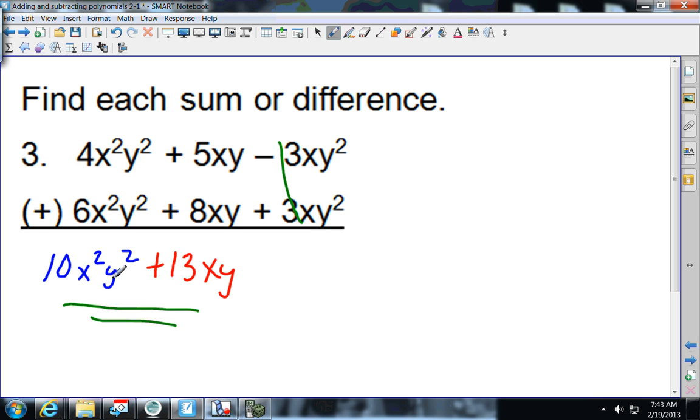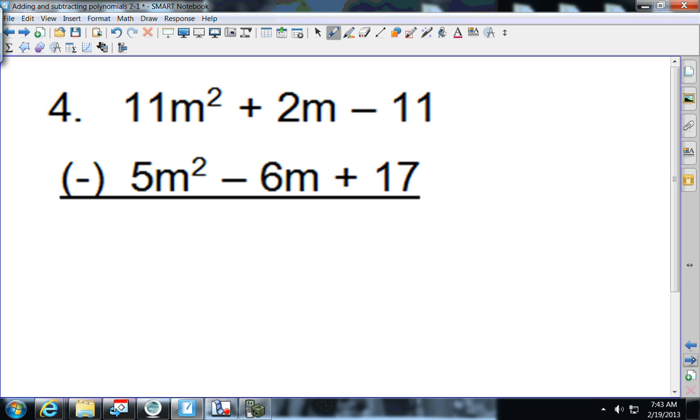All right. So you put these together, but we can't check them because of the y's. We can't put those in the calculator. So this down here, what's the difference in number 4? We're subtracting. And even though they're on top of each other, what's going to happen is you have to change the sign of all of this down here. So this is a positive 5m squared. This would be negative. What would the 6m change to? Positive. What about the 17? 17 would change to negative. So now that I changed them, now we can go through and put them together.